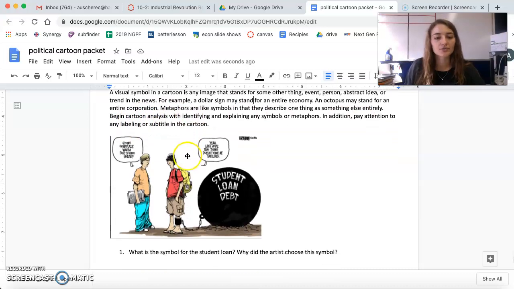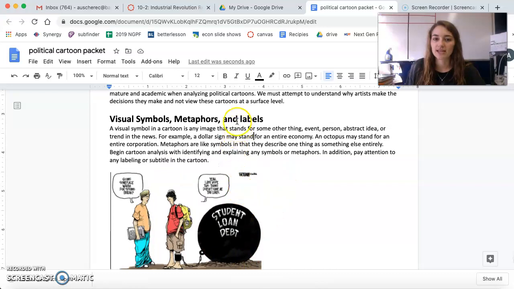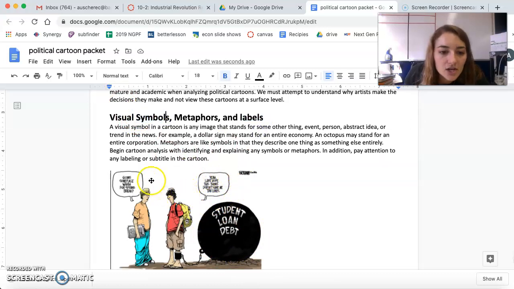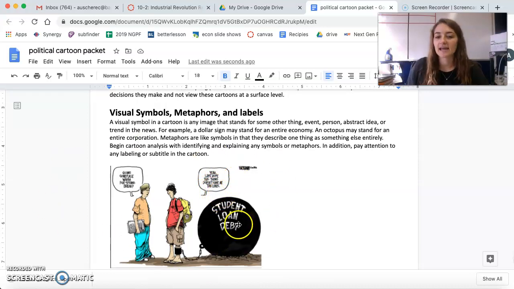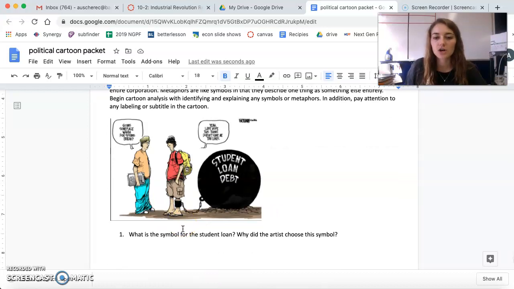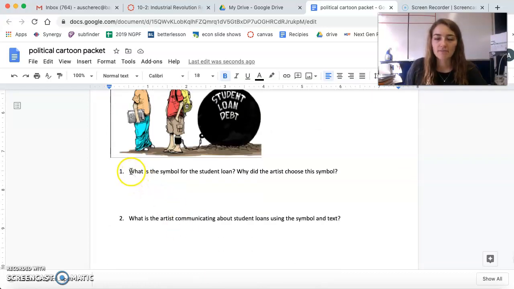So here we have a cartoon. This guy has this big ball and chain that is labeled, right? So they're using the technique of labeling, right? And this big ball and chain is going to be a symbol for something. And it says, going someplace warm for spring break? And he says, yeah, I was just hoping this thing doesn't give me tan lines. Ha ha ha, right? But this actually has a meaning about student loan debt and the impact on people. So go ahead and pause the video and answer these questions.